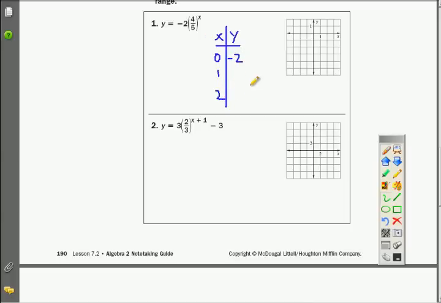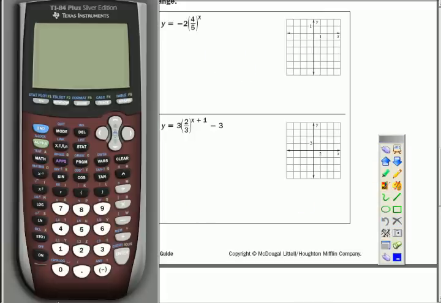I put 1 in there, I get -8/5, which I think is like -1.6 or something like that. And if I put a 2 in there, I end up with 16/25, which is a number I'll probably need my calculator for. So let me grab my calculator real quick, turn it on, and let's see if I could do this on my calculator.